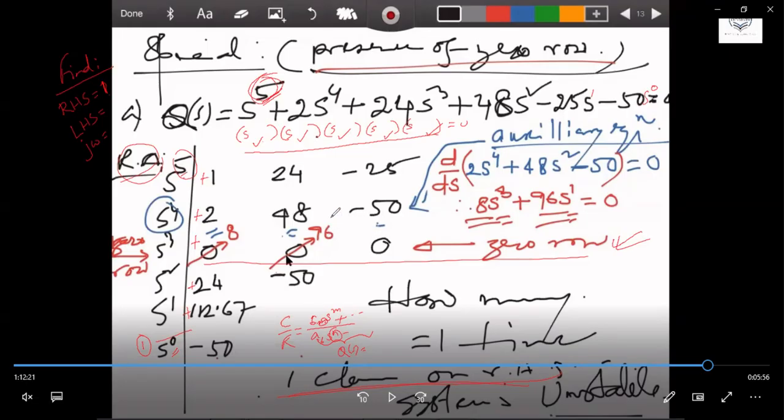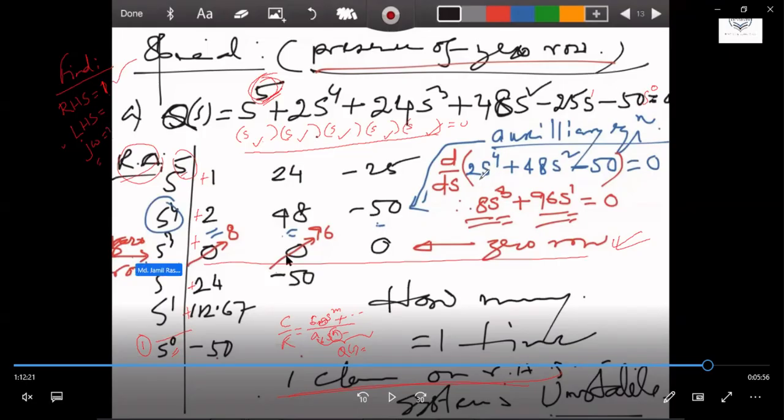Now, the question is how many on the imaginary axis and how many on the left? Out of 4, because 1 is already on the right hand side. Out of 4, how many on the imaginary axis, how many on the left half? That will come from the auxiliary equation. How many on the imaginary axis will come from the auxiliary equation.